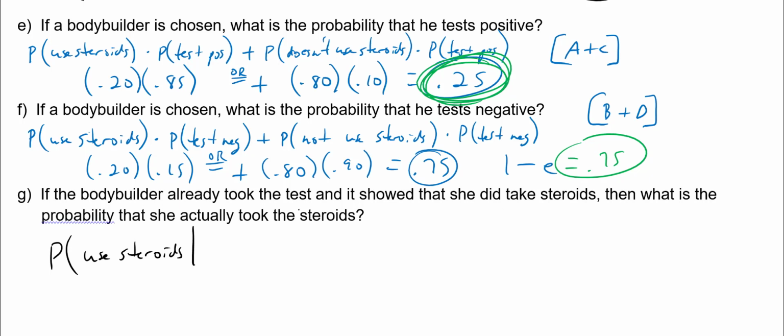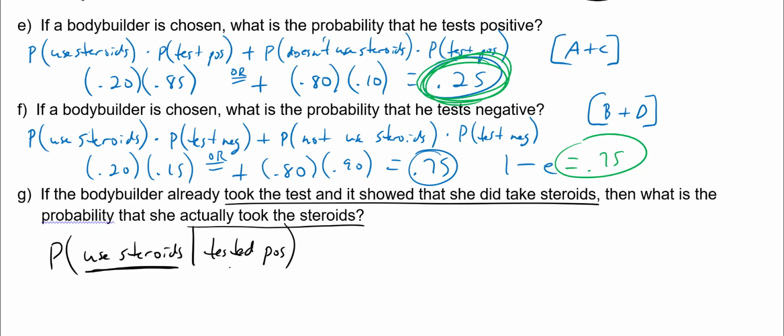Because it said, took the test, and it showed that she did take steroids. So it's given that she tested positive. So I'm saying, hey, what's the probability that she actually took steroids? That's this guy here, given that she tested positive. That's conditional probability. You already know something. She already tested positive. And I want to know what is the probability that she actually used steroids?